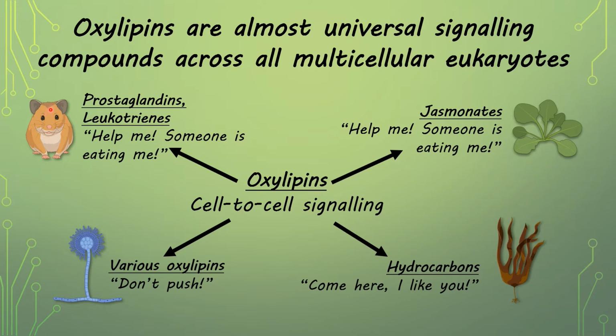In vertebrates, including humans, oxylipins are mediators of inflammation. In plants, they are mediators of stress, tissue injury, and pathogen invasion. In fungi, they act as quorum sensing compounds, and in brown algae and some diatom algae, they act as pheromones.